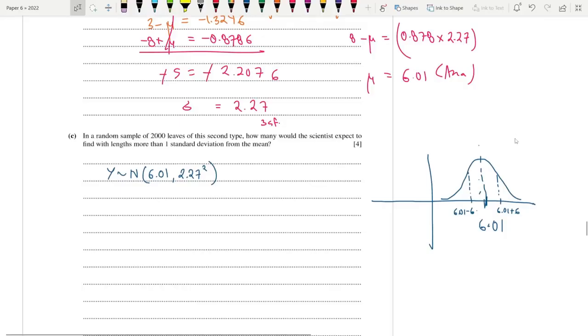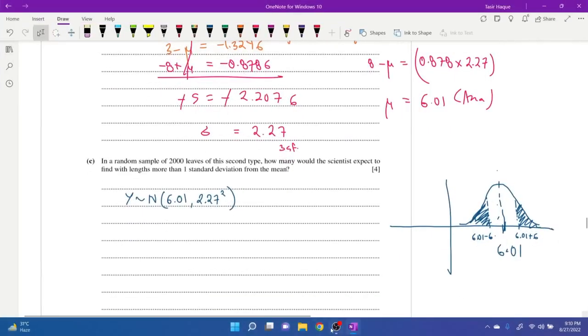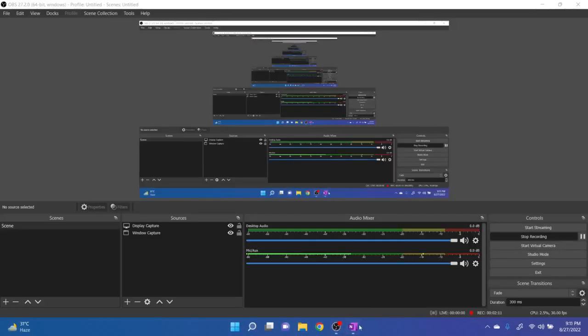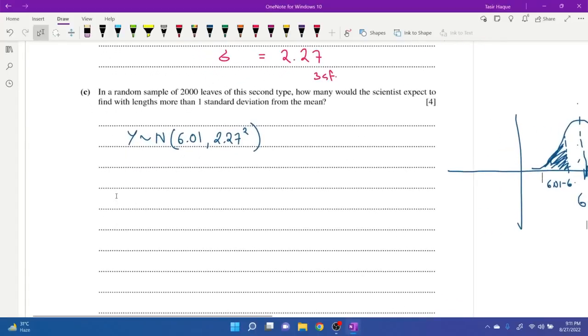Okay, so basically not this region, because this is within one standard deviation of the mean. The scientist wants you to find this region. Then you need to multiply that probability by the number of leaves, 2000. All right, so we need a table for this actually. So they basically want that region, right? So let's go for this.